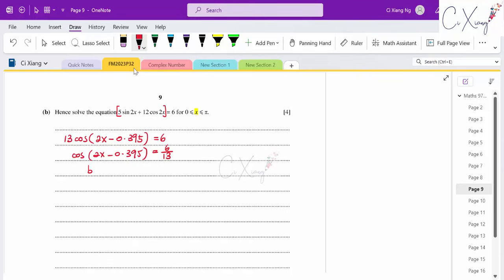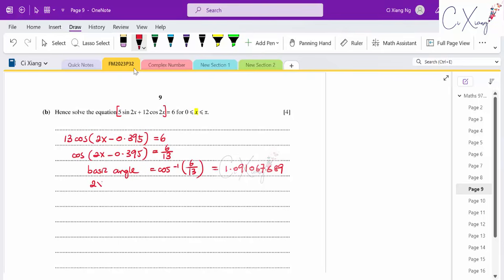And now I want to get my basic angle. To get the basic angle, I will take cos inverse of 6 over 13. If I get the basic angle, I will get a long value, so I will keep it as long as possible first. 1.091667689. Okay, so this is my basic angle.